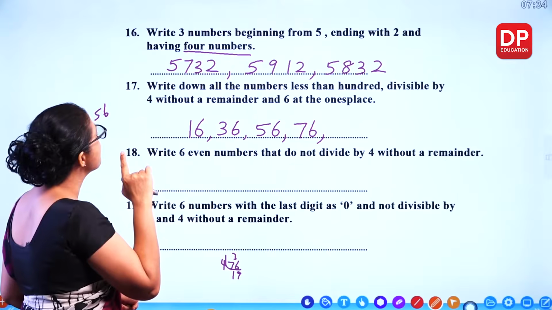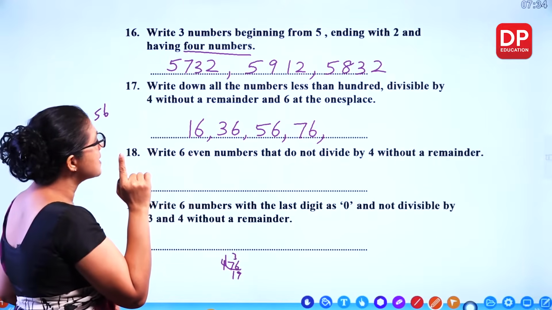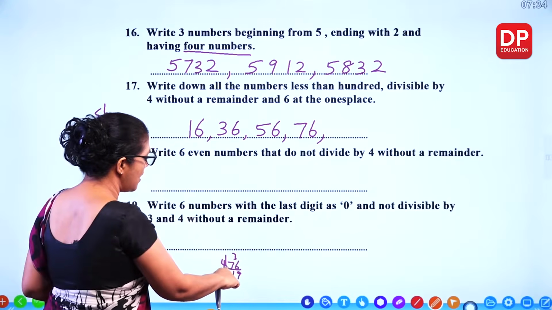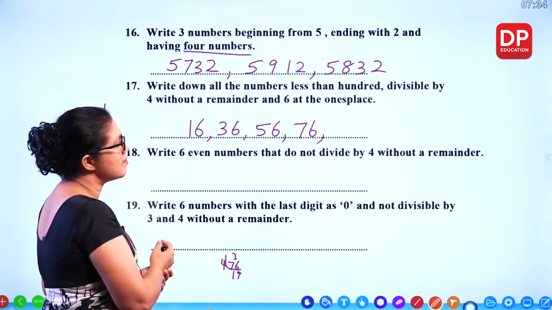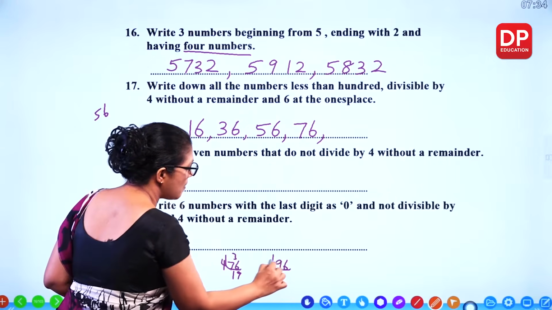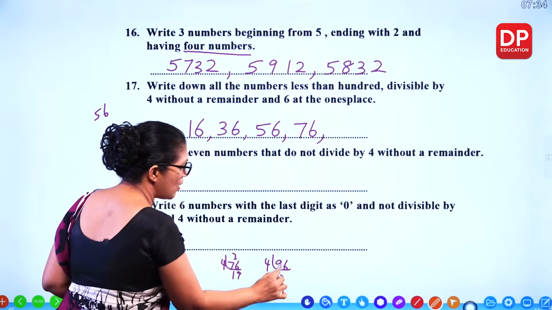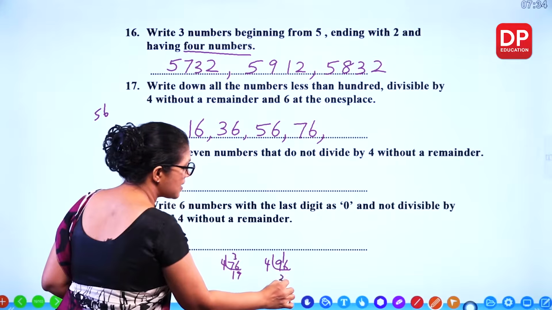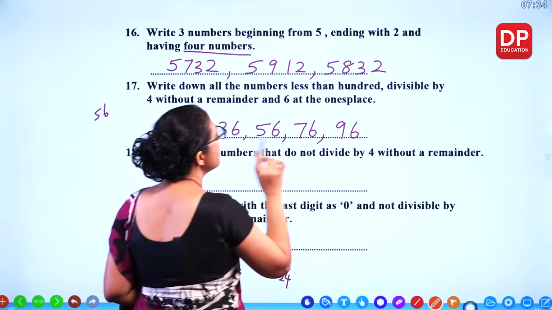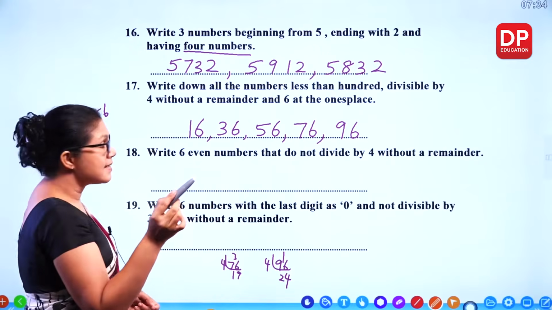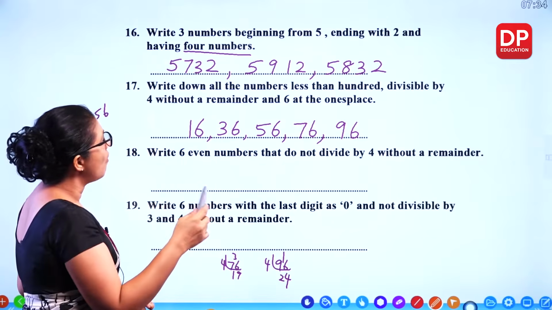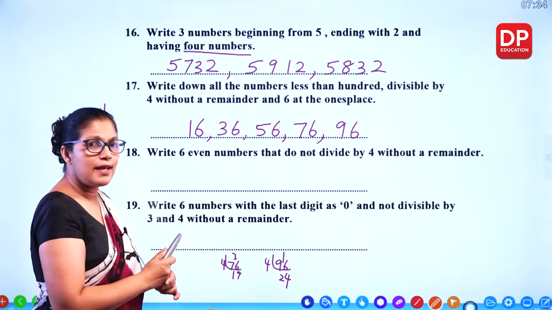What else? 86. It's not divisible because 4 times 21 is 84, so 86 is not divisible. 96. Divisible by 4. 4 times 24 is 96. So 96. So these are the numbers less than 100, last digit is 6, and all the numbers are divisible by 4.